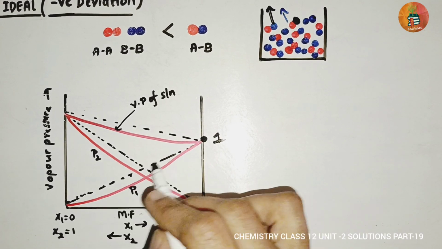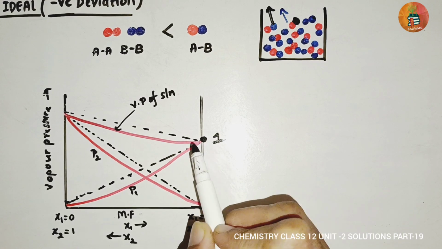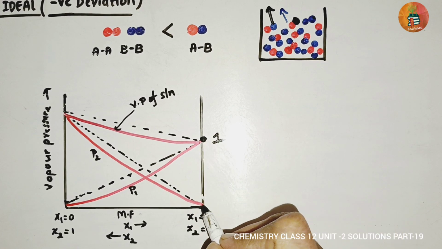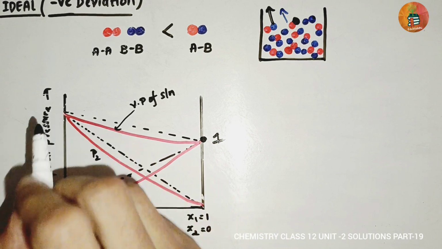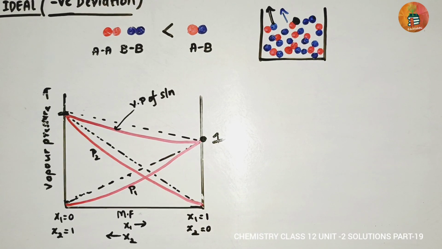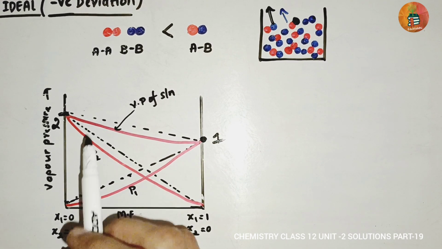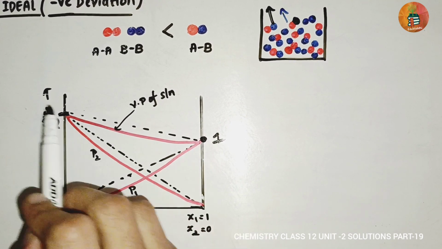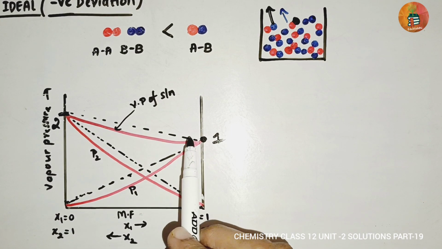So this is expected from Raoult's law. Whatever the black dotted line is there, that is expected from Raoult's law. Similarly for component 2 also, as the mole fraction of component 2 increases, the vapor pressure should go on increasing, and this is the maximum possible value for component 2. This is according to Raoult's law, and combining these 2 points we get the total vapor pressure of the solution, which is represented by a dotted line in black.